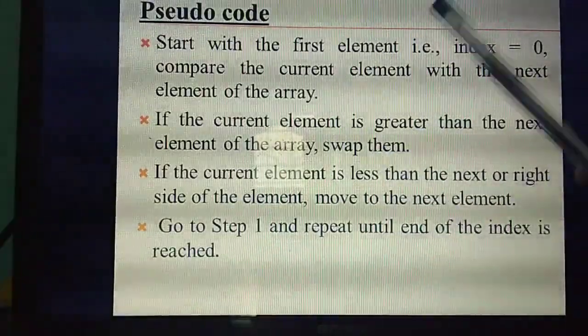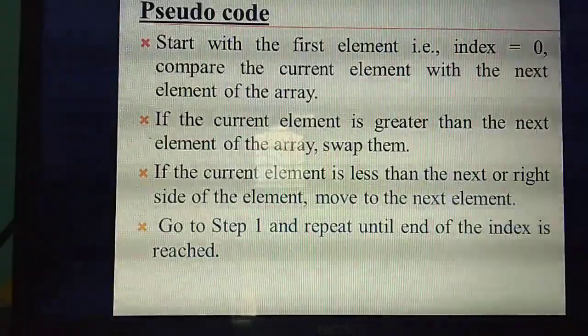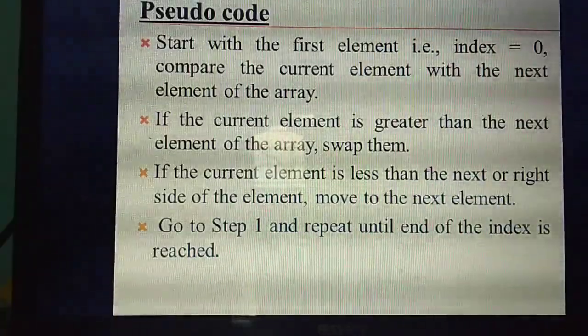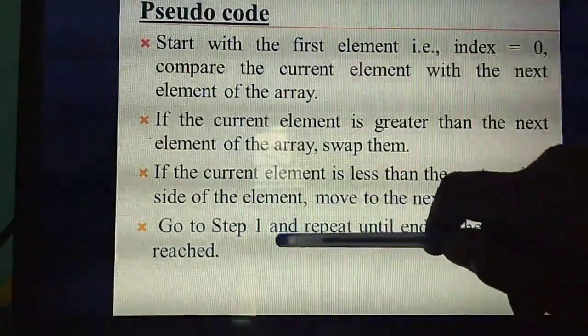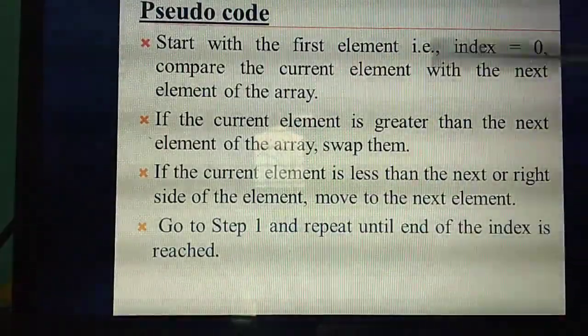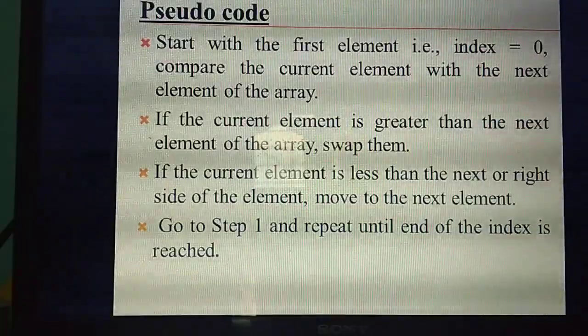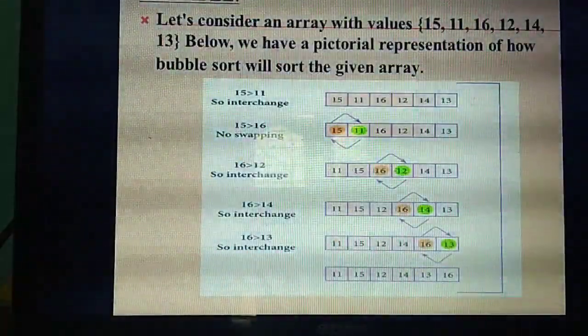That is swap. If the current element is less, it will move to the right side, that means the next side. Then likewise till the last it will repeat the step, until the end of the index. Understand? I will explain with an example, then only you will understand.